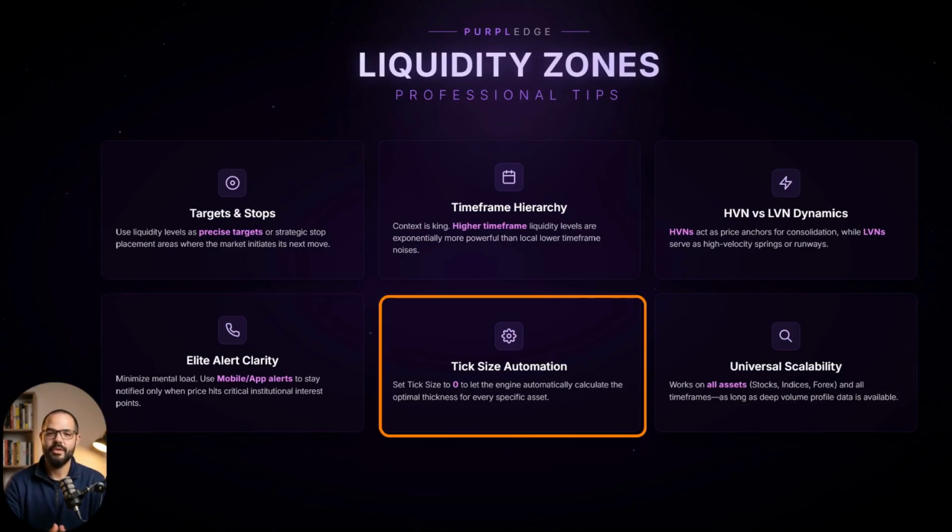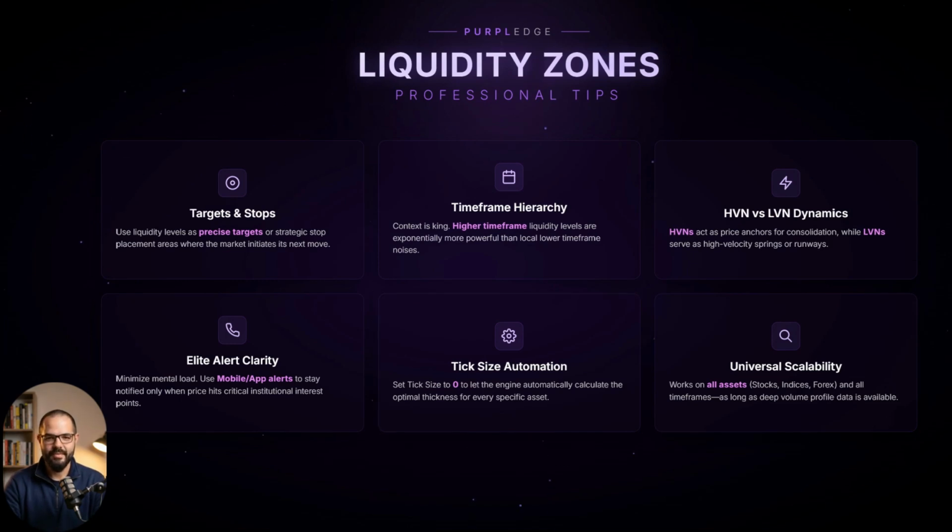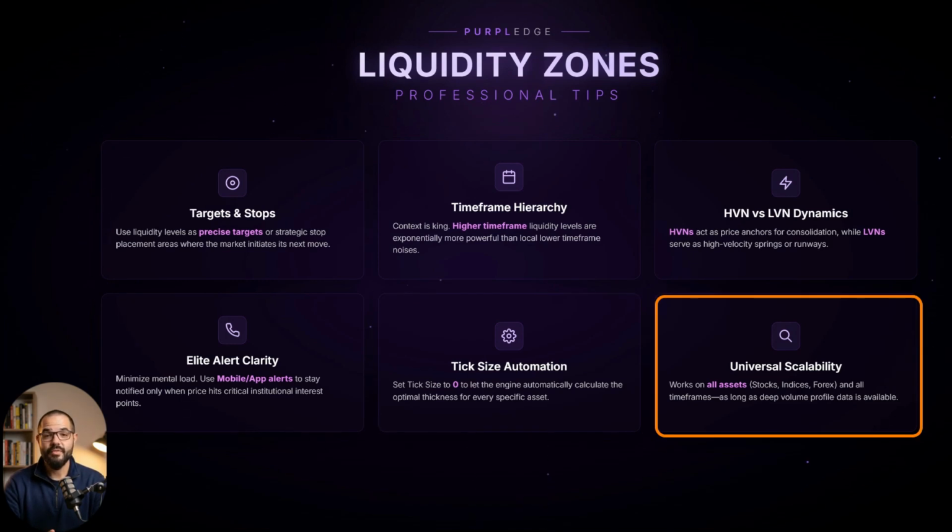Fifth, let the indicator do the work. Set the tick size to 0, and the engine will automatically calculate the optimal zone thickness for each specific asset. No manual guesswork needed. And finally, this tool is built for every market and every style. Stocks, indices, forex, any asset, any time frame.